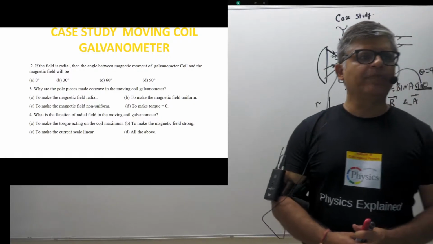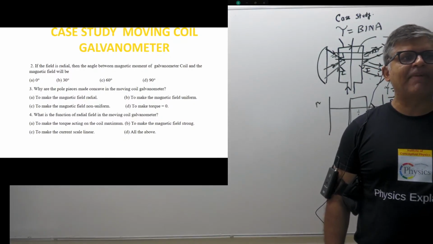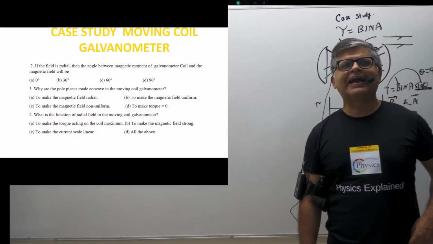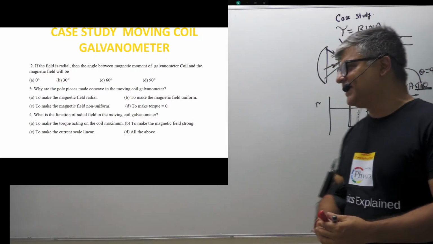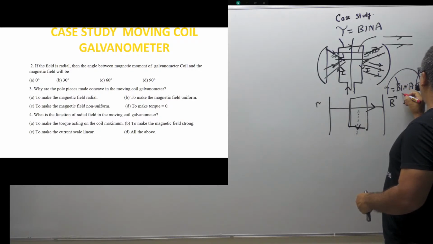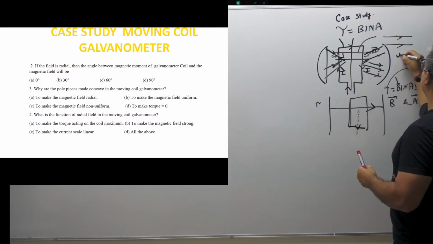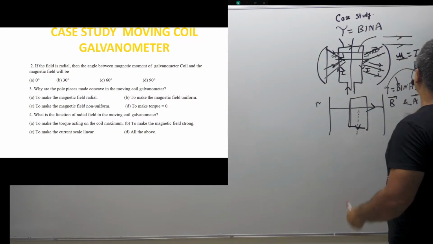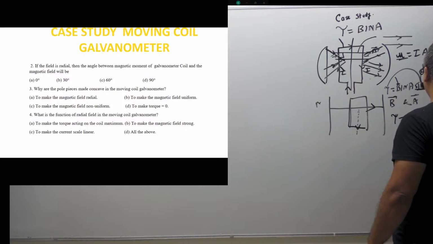All right. So if the field is radial, then the angle between the magnetic moment of the galvanometer coil and the magnetic field will be. Now the word magnetic moment, right? So the magnetic moment is basically this part, right? So the I and A, right, is the mu. Mu is equal to IA, right? This part is the magnetic field part of it, right? So torque is also written as mu into B.